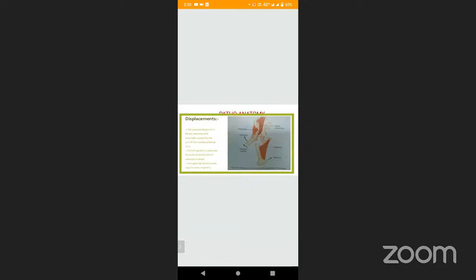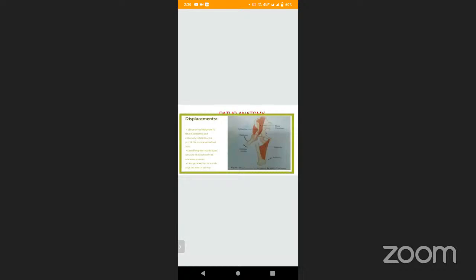So what can happen when there is a fracture in the shaft of the femur? The femur is surrounded by very strong muscles. There are external rotators, abductors, adductors, flexors. So many muscles are around the femur.